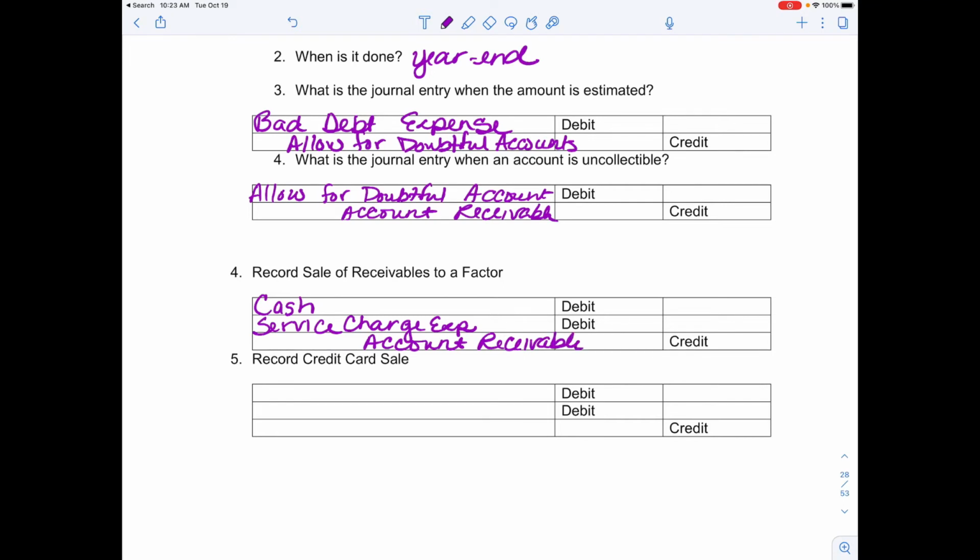Same thing with the credit card sale. Again, we're going to debit the cash because as a credit card, the Visa, MasterCard, your normal credit cards, we're going to get that cash immediately. It's a quick wire transfer. But that credit card company is charging us a fee to do this. They're not charging the people paying or buying the merchandise. They're charging the store you bought it from. So that service charge expense goes in there, and then we're going to credit our sales revenue.